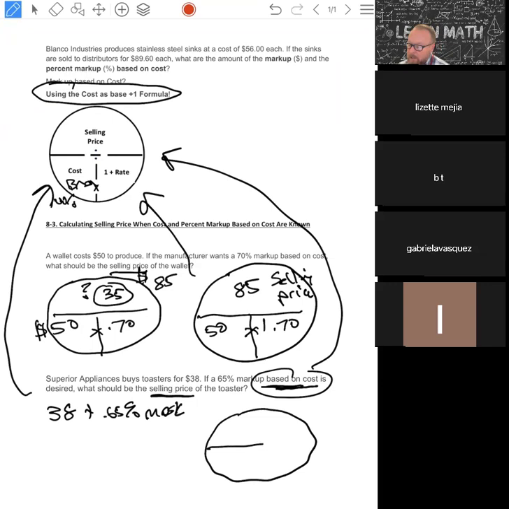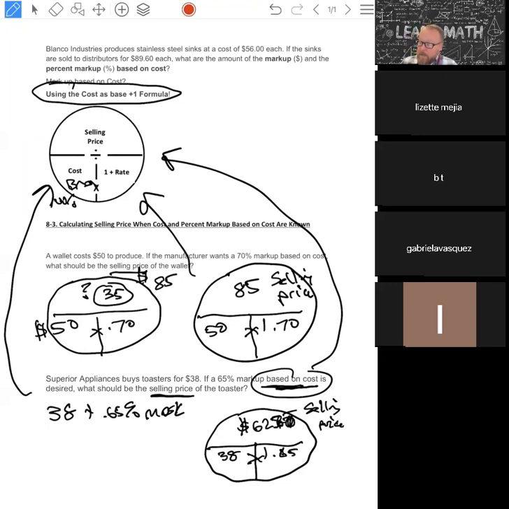So again, if I just did the formula, I'm going to put the cost, which is $38. I'm going to multiply by 1.65 because I'm going to add my 38 back in. And what is that? $62.70. That's now the selling price.